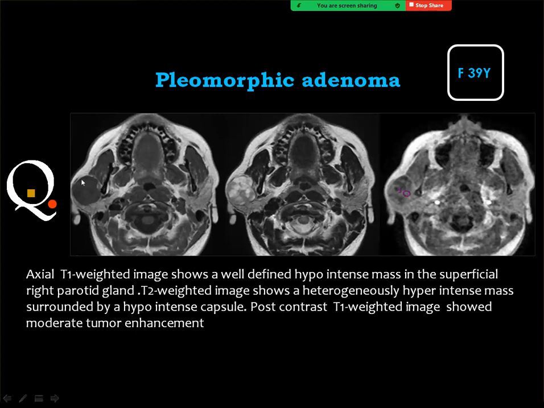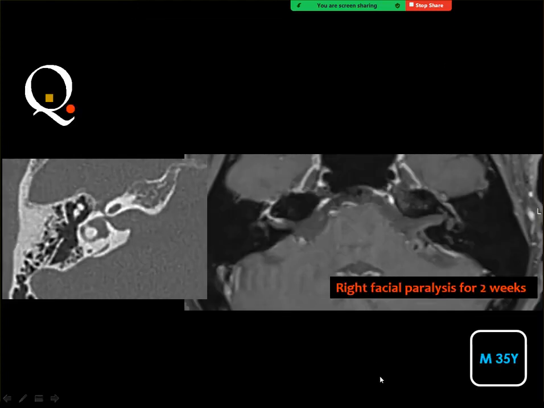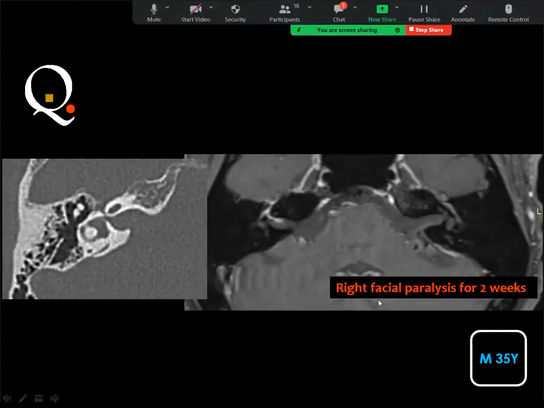If the lesion is of low signal in T1 and high signal in T2, meaning that it contains a lot of water, it is towards the benign side of the tumor. But if the lesion is of intermediate signal in T1 and T2, then water content is less, and you may suspect malignancy, which is not true in all cases. This patient had right facial nerve paralysis for 2 weeks.